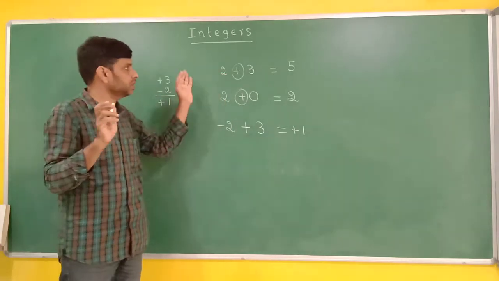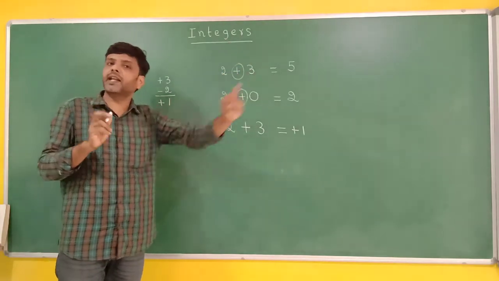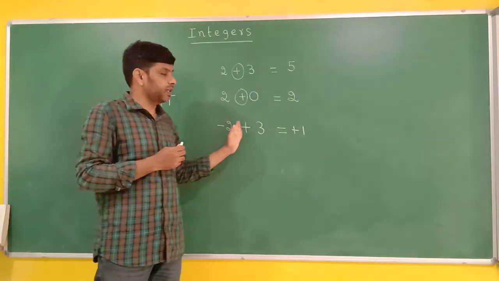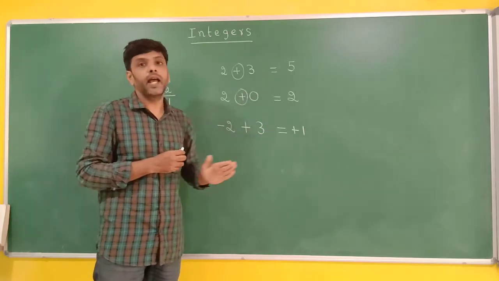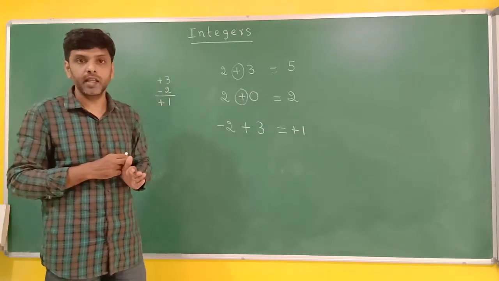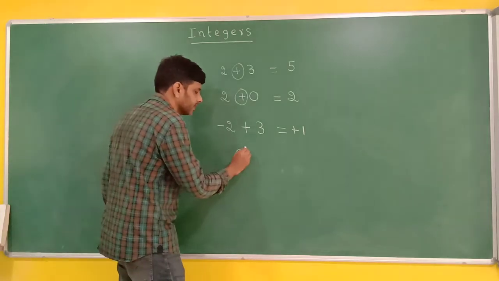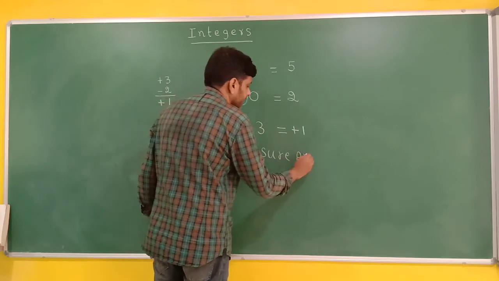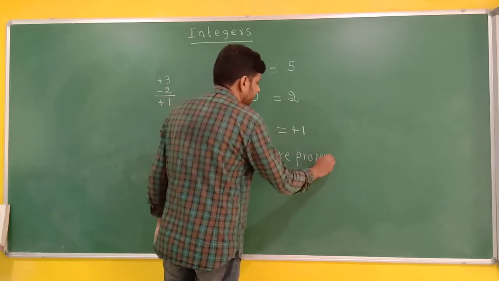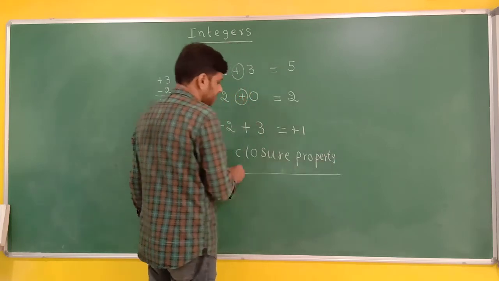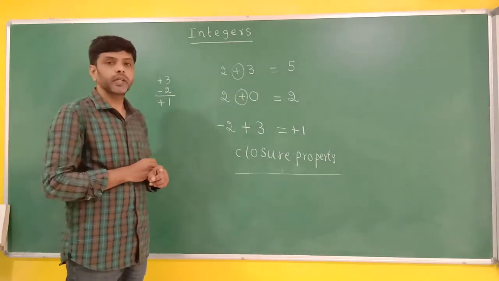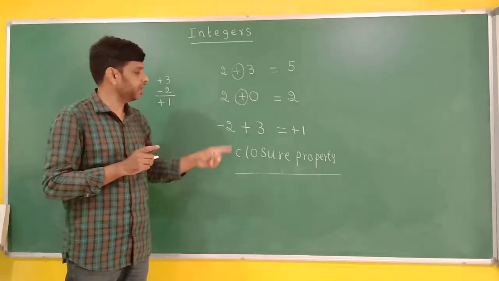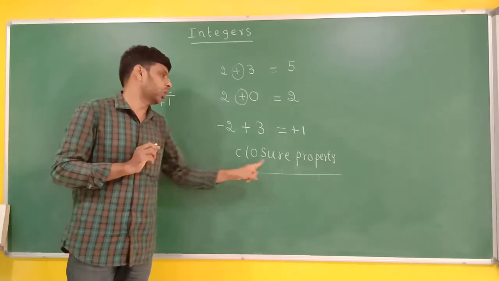Understood? When two natural numbers are added, we get a natural number. When two whole numbers are added, we get a whole number. When two integers are added, we get an integer. This property is known as closure property. Remember the name of the property. It is the first property in addition operation. We are talking about only addition now. In addition, our first property is closure.